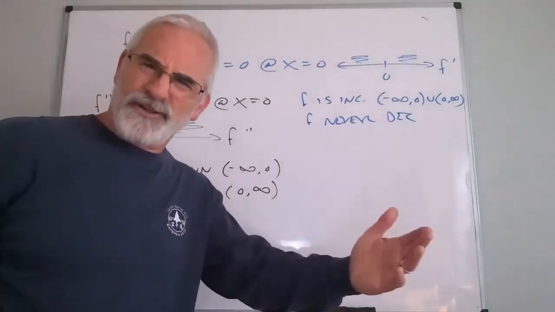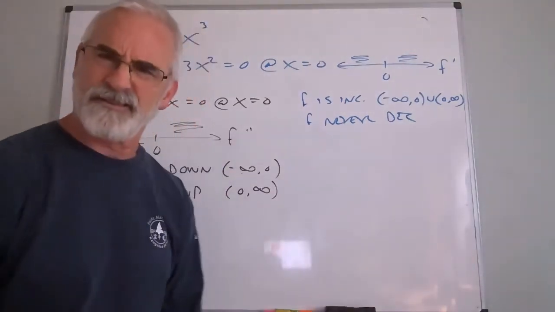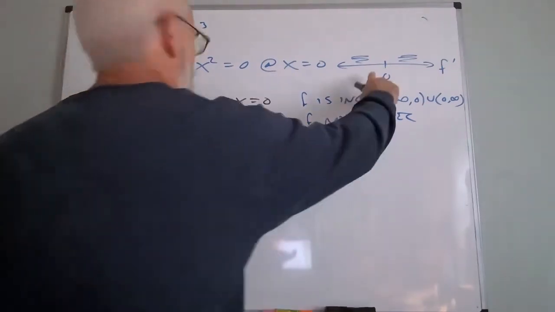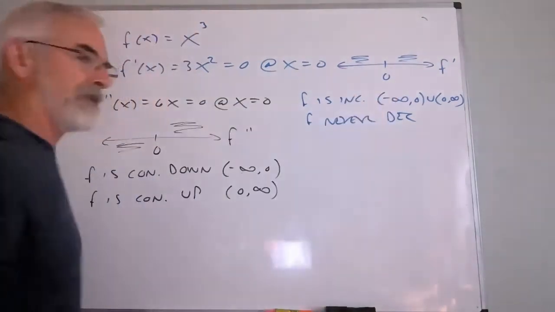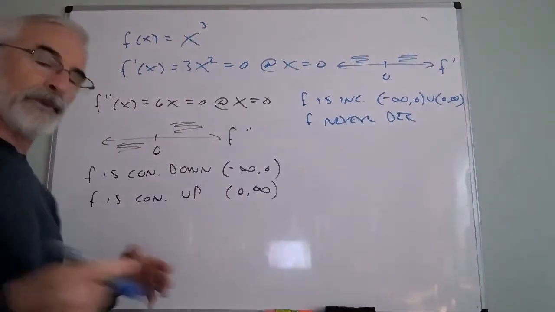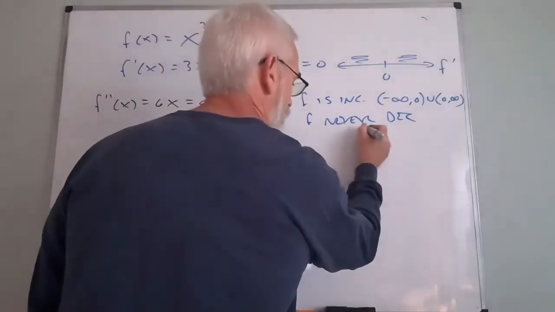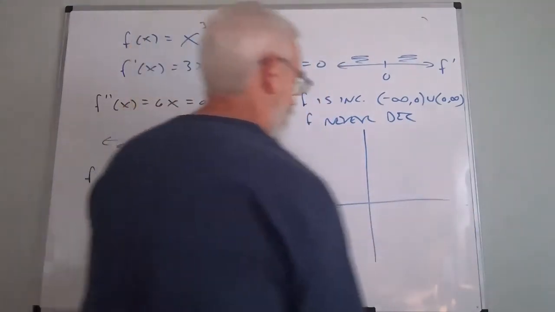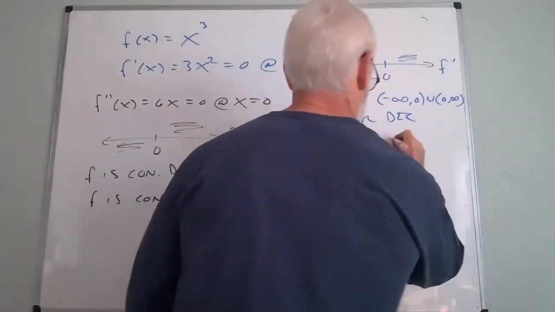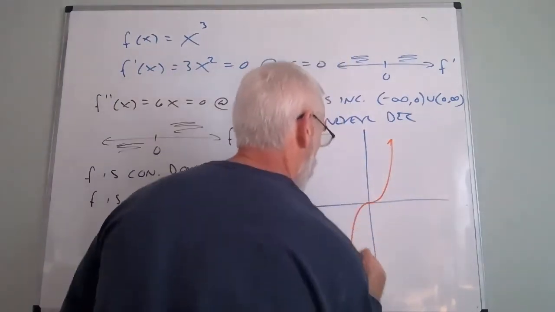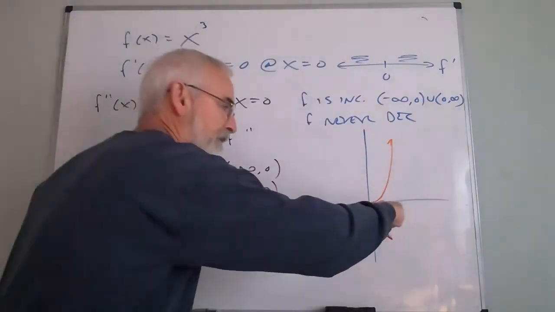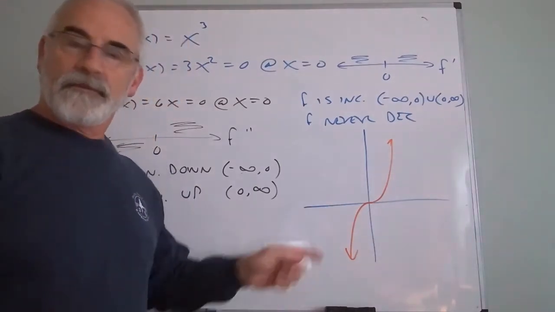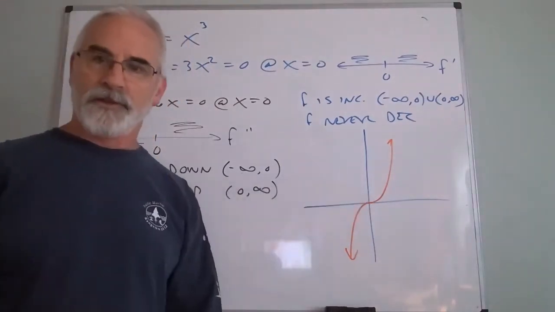0 turned out to be a critical number, and it turned out to be part of the inflection point. That's weird. We haven't seen that before, that the same value shows up in both places. Well, we haven't done these before. Now, I'm going to draw the graph. We have a pretty good idea what this looks like. I have a horizontal tangent at the origin. I know that. So is this a max or is that a min?